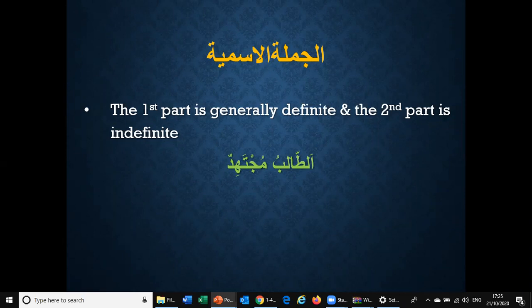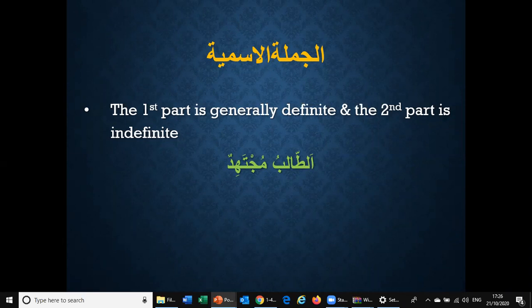The example: at-talibu mujtahidun. The student is hardworking. It's a complete sentence. The student is mubtada, which is the subject, and mujtahidun is khabar, which is nakira. The student is hardworking. So look at the construction. The first part is ma'rifa. It has al, because al makes a noun into a definite noun, ma'rifa. So at-talibu is ma'rifa, and mujtahidun is nakira without al.